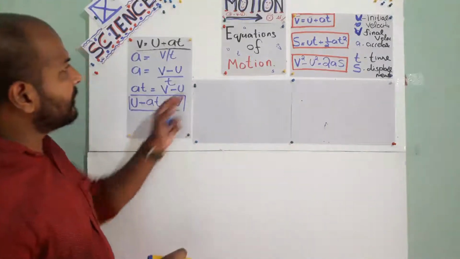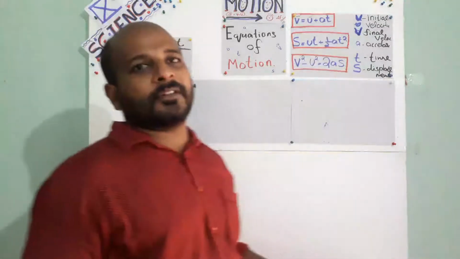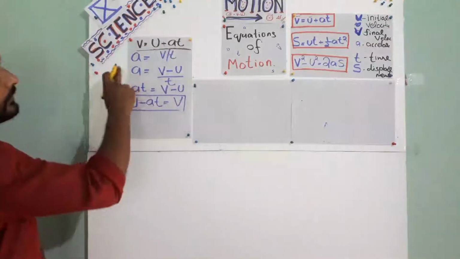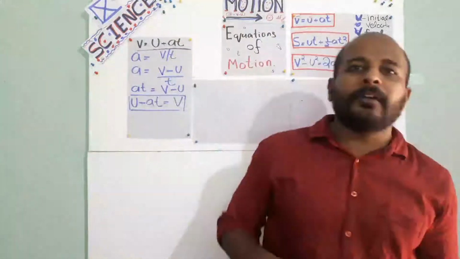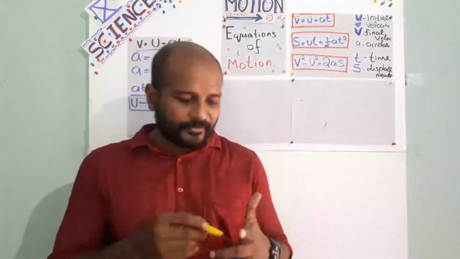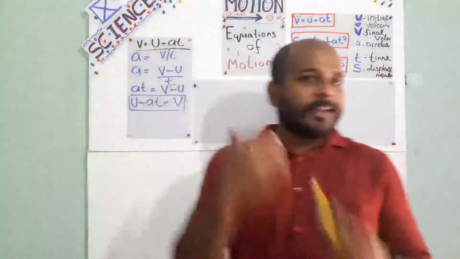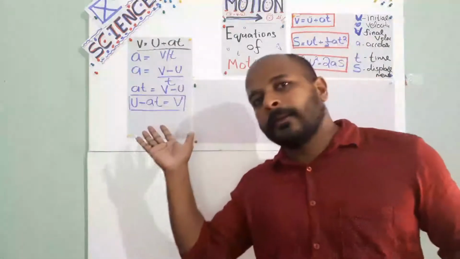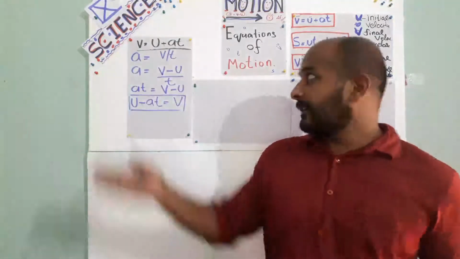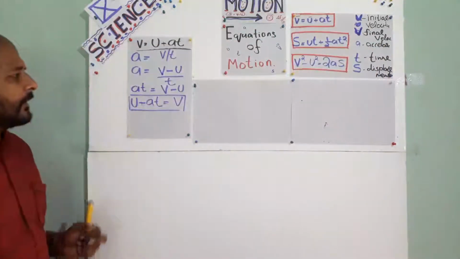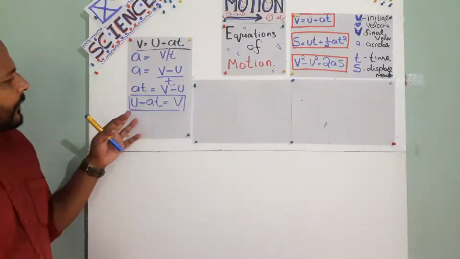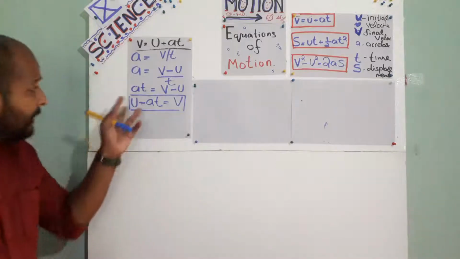Understood? It's a simple equation. The first one is a very simple equation. We derived it from the equation we already have for acceleration, which is the rate of change of velocity. Rate of change of velocity means final velocity minus initial velocity by the time taken. It's a simple derivation. From the same equation you can get the equation for final velocity. How?